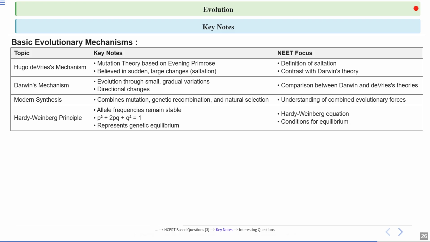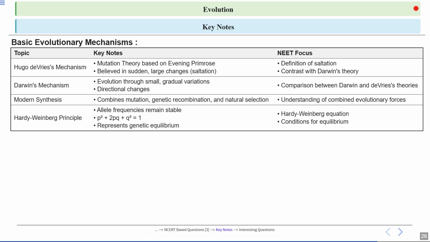Now, basic evolutionary mechanisms. Okay, let's discuss some keynotes now. So, we talked about the mechanism of evolution today. What was the mechanism of evolution given by Hugo de Vries? He gave the mutation theory based on Evening Primrose. He believed in certain large changes, which is known as saltation. So he said a new species can evolve due to a single large mutation. It can evolve in just a single step due to one large mutation.